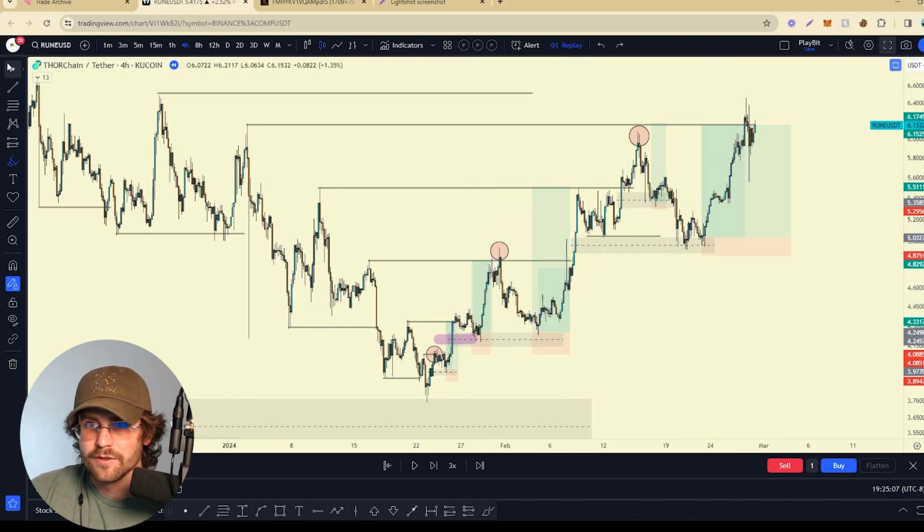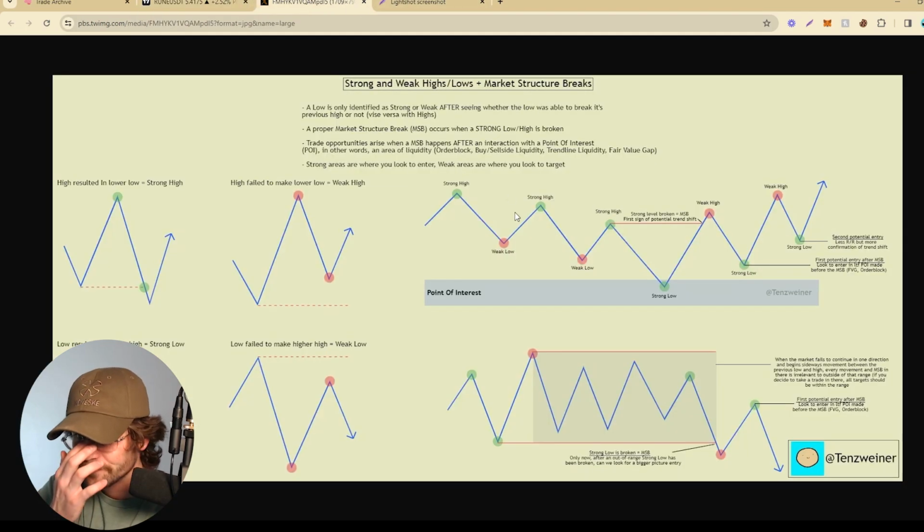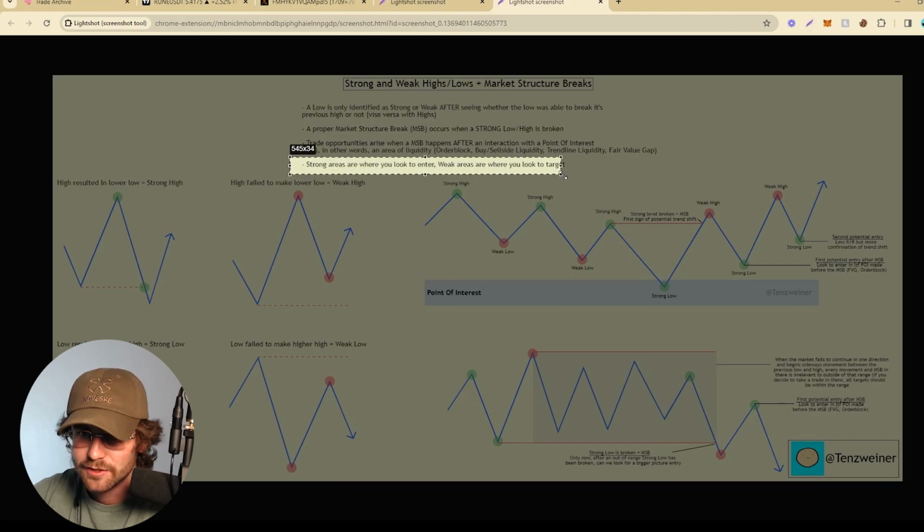Again, this is going to be your bread and butter. You can take a screenshot. Weak highs, you are going to target. Strong areas, you are going to enter. So remember this small part right here: strong areas, we enter on. Weak areas, we look to target.